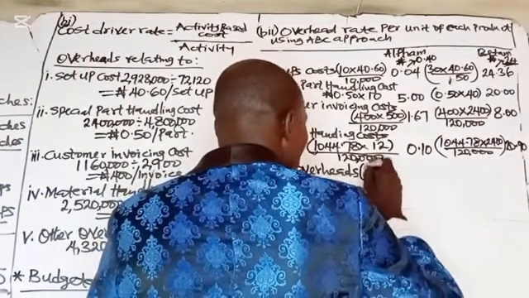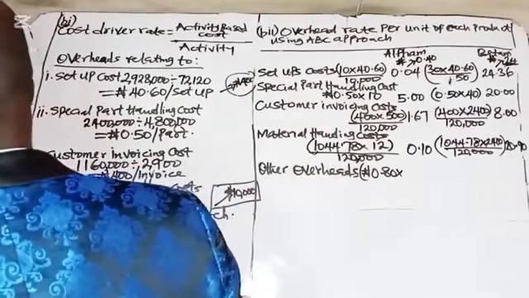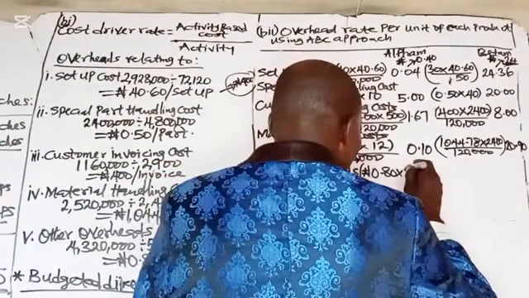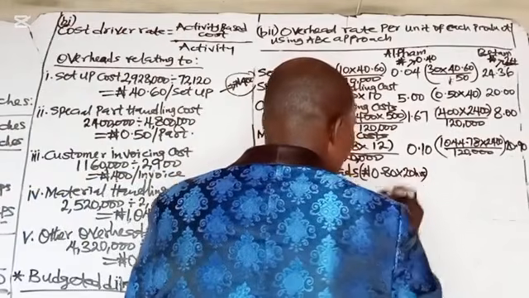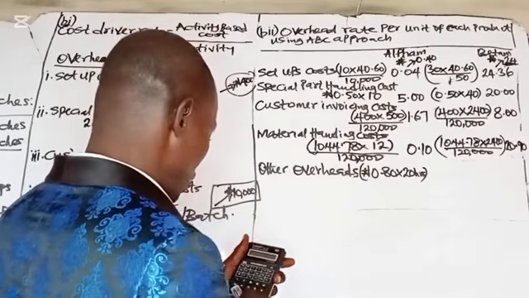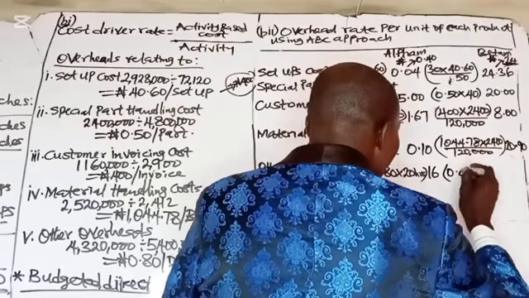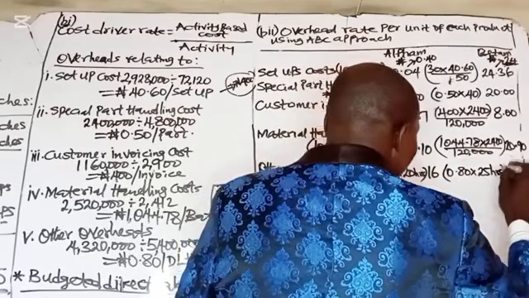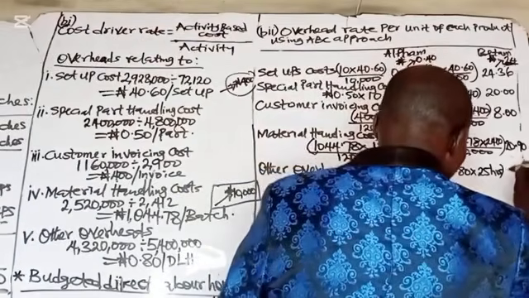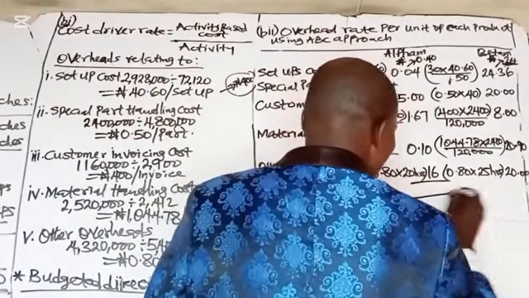For Afarm, 0.80 times the labor hours required. Direct labor hours required for a unit of Afarm is 20, while that of Betam is 25, as given in the question. So 0.80 times 20 gives us 16 naira. For Betam, we have 0.80 times 25 hours, and we got 20 naira.